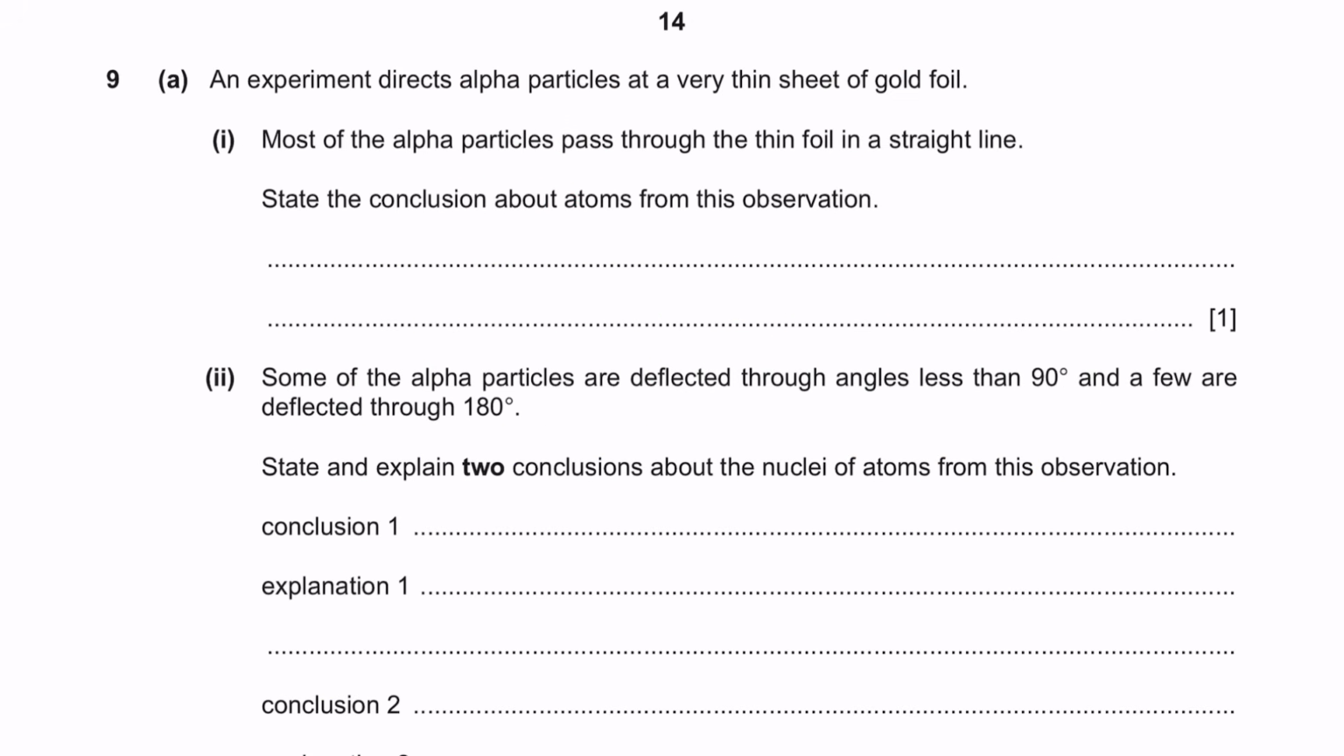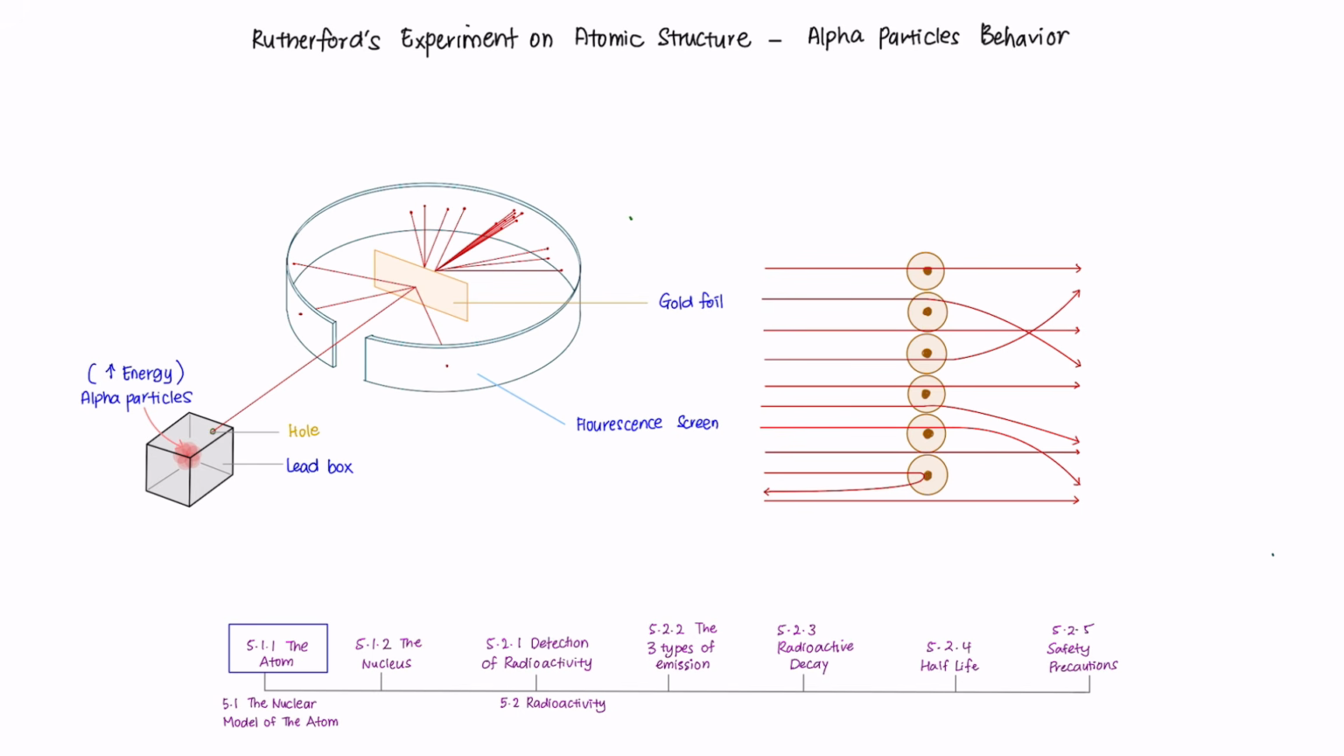Question 9, Part A. An experiment directs alpha particles at a very thin sheet of gold foil. Part 1. Most of the alpha particles pass through the thin foil in a straight line. State the conclusion about the atoms from this observation. I have explained in detail on this experiment in the Chapter 5 video which I have made previously. You can find the link to this video at the top of the screen right now.